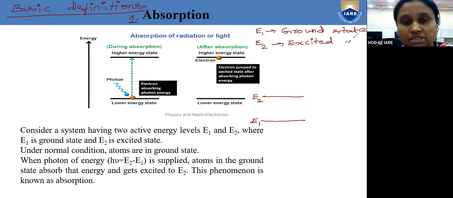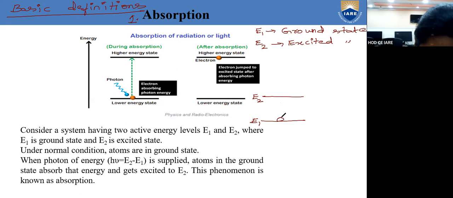So E1 is ground state and E2 is excited state. Now, under normal condition, meaning when we are not supplying any energy, where will our electron or atom be? It will be present in the ground state when I have not supplied any energy. So when we are not supplying any energy, all the atoms or all the electrons present in the material will be present in the ground state.